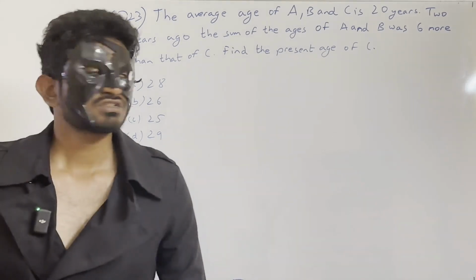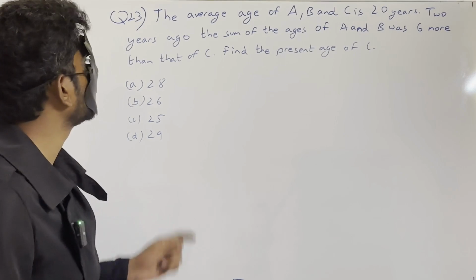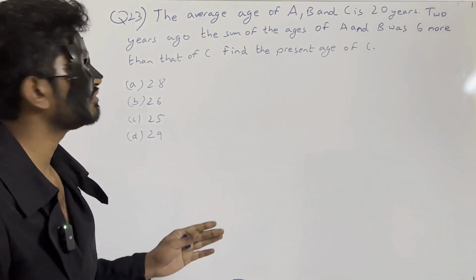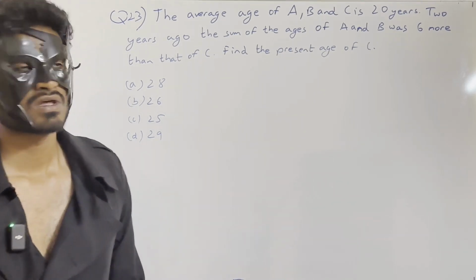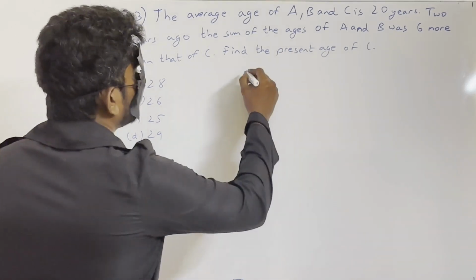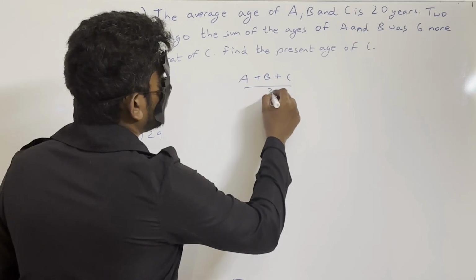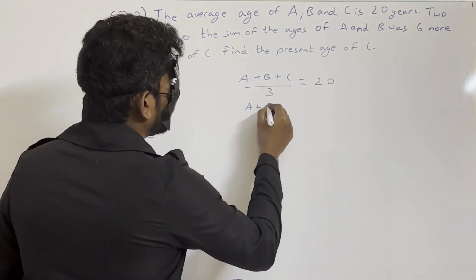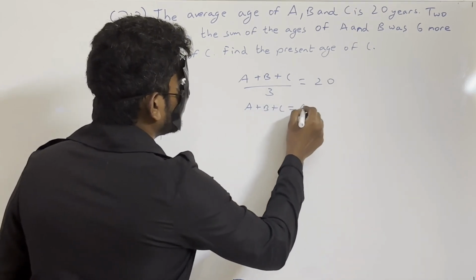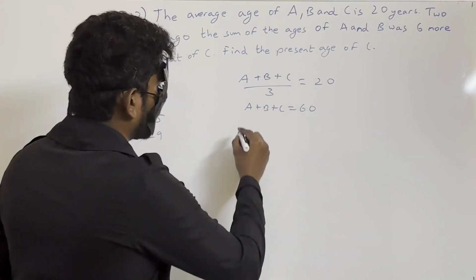So superhumans, the next question is: the average age of A, B and C is 20 years. 2 years ago the sum of the ages of A and B was 6 more than that of C. Find the present age of C. So here, what is average age? Average is the sum of the observations by the total number of observations. A plus B plus C by 3 is equal to 20. So A plus B plus C is equal to 60. This is one equation.